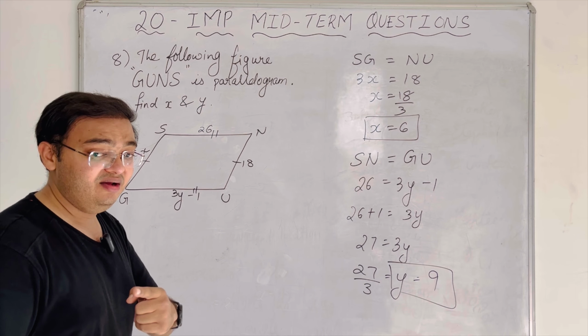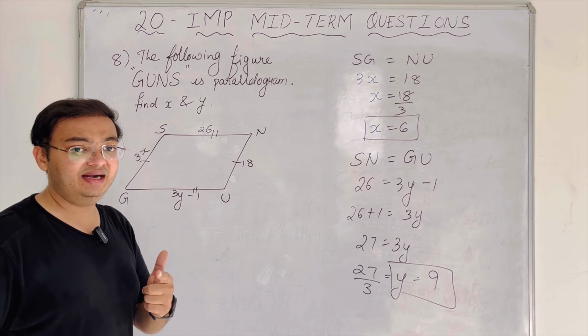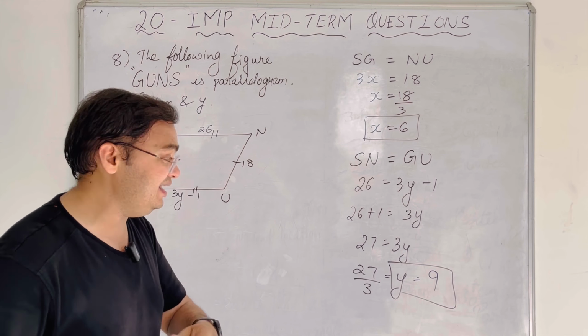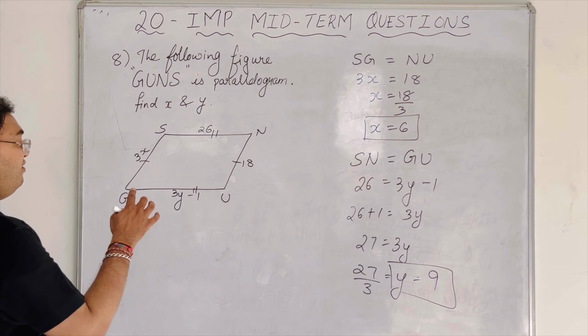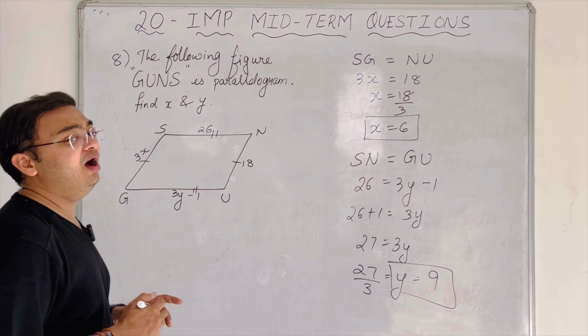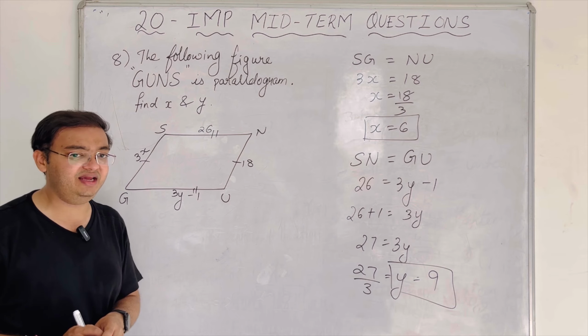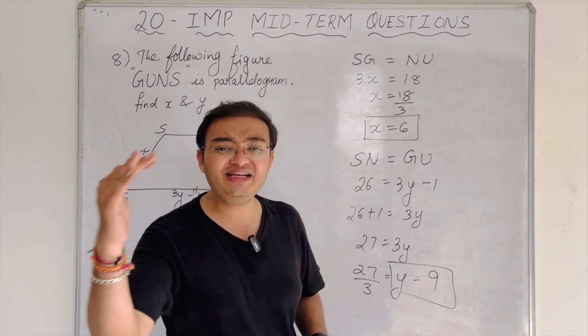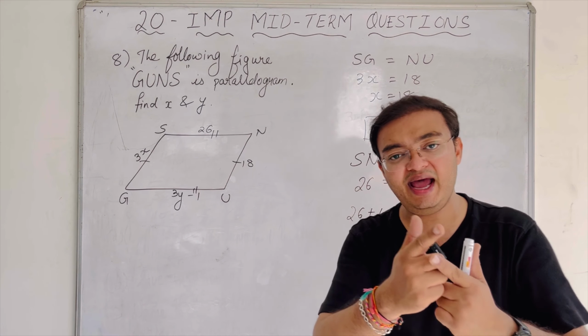Just remember which property we have to use. We will only get the idea by seeing the figure, where the data are given to us. So I hope this is clear to you. So let's rush towards our question 9.